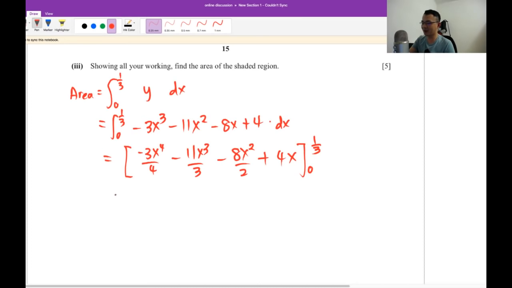Then the last step is you're going to substitute 1 over 3 into all the x here, and then you minus and substitute 0 into all the x here, and you should get the final answer is 241 over 324. Alright, just like that.